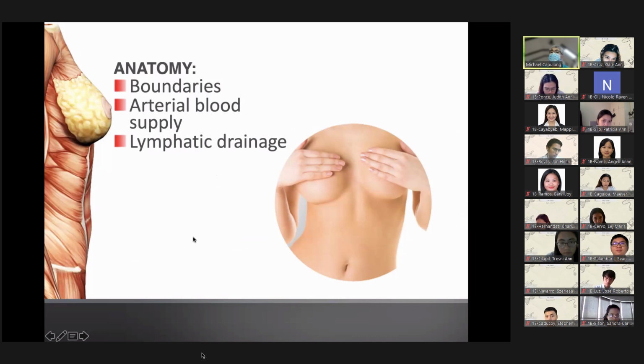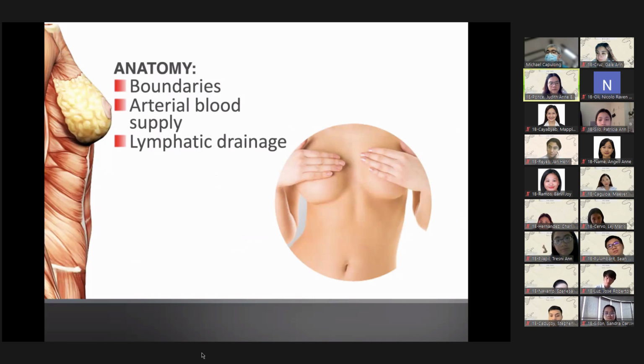Okay. So any questions insofar as the anterior chest wall is concerned? Question? None. Okay.